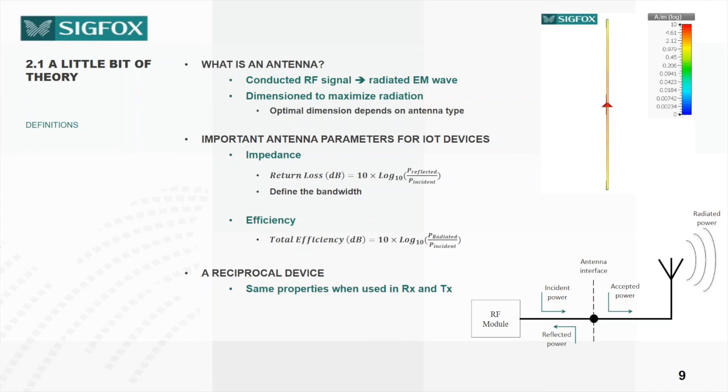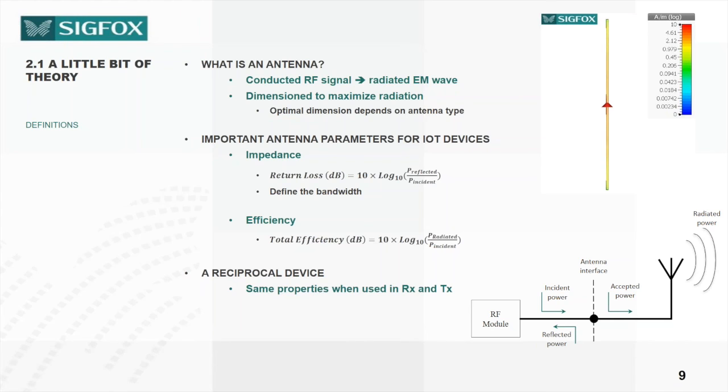Okay, now two very important parameters for IoT devices. When we speak about antennas, we can find a lot of parameters, but in the case of IoT devices, what we really want to optimize is the impedance of the antenna and its efficiency. Why do we talk about impedance? If we look at the bottom right of this slide, we have a small scheme which explains what the antenna impedance is and mainly the return loss criteria.